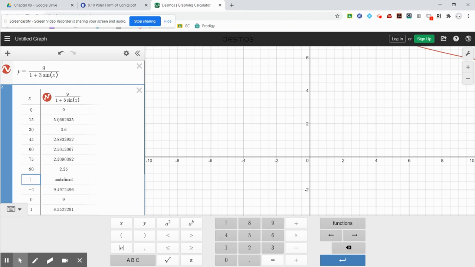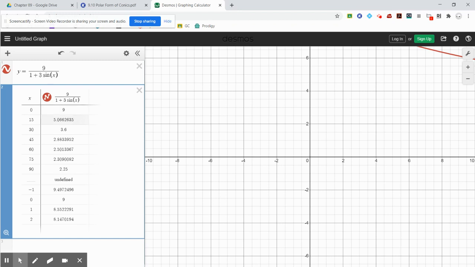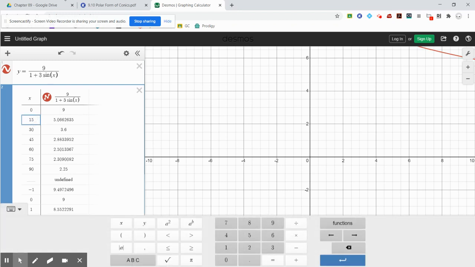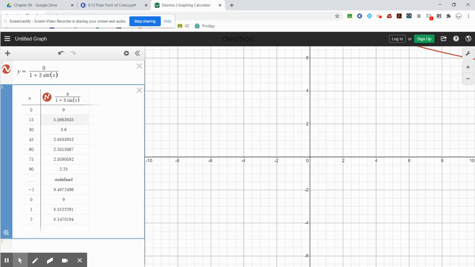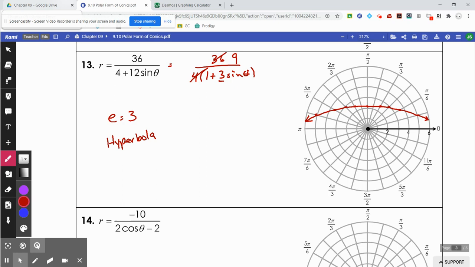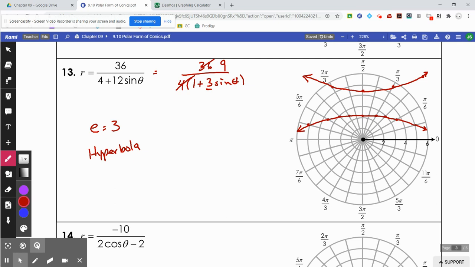And it gives you your R values over here on the right side. So when you're at 0 degrees, your R value is 9. At 15 degrees, your R value is 5.1, and so on and so forth. So there are all the angle measures from 0 to 180. Now let's plug in a few more. And there's the other half of your hyperbola.